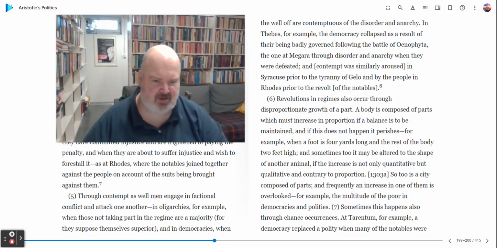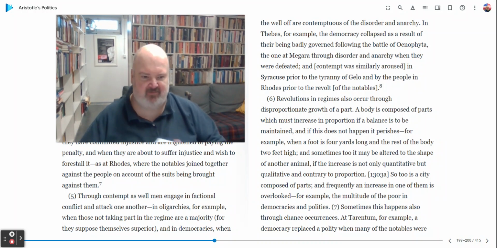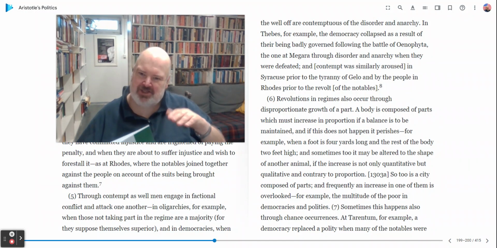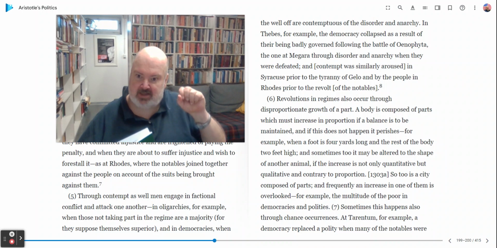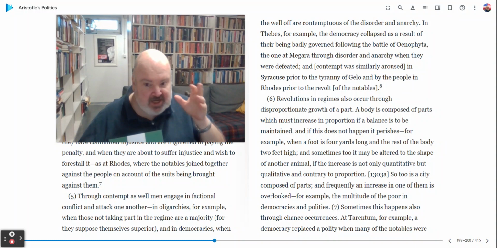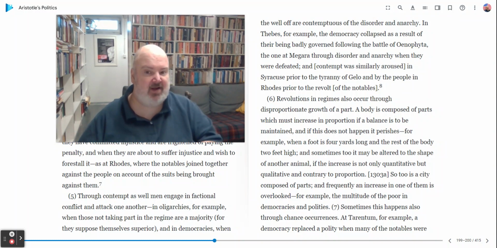For example, when the foot is four yards long and the rest of the body is two feet, sometimes it may be altered to the shape of another animal, if this increase is not only quantitative but qualitative and contrary to proportion. So this can change the thing. In other words, the disproportionate growth of a part may lead to the total change. If it's not just quantity but also quality, then that could lead to a change of the thing. That's what he's trying to say.